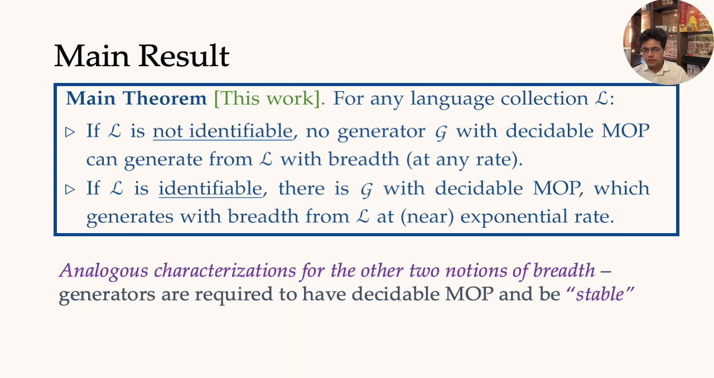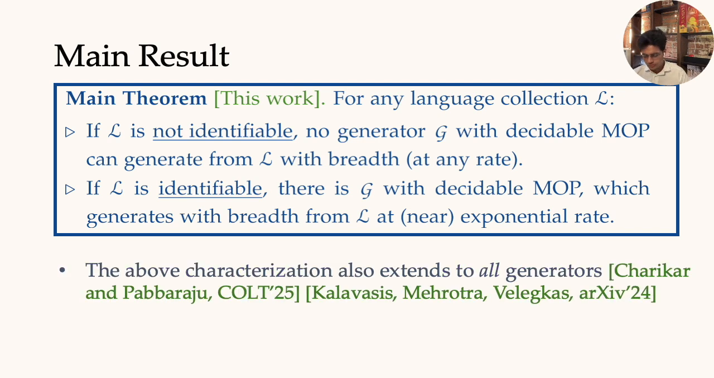The characterization I presented is for the notion of exact breadth. We also give analogous characterizations for the other two notions of breadth we introduced. And these characterizations also hold modulo the MOP of the generator being decidable, and an additional requirement of the generator being stable. Due to the lack of time, I'll not go into the definition of stability, but I encourage you to look at the paper. The above characterization is not complete in the sense it does not apply to generators whose MOP is not decidable.